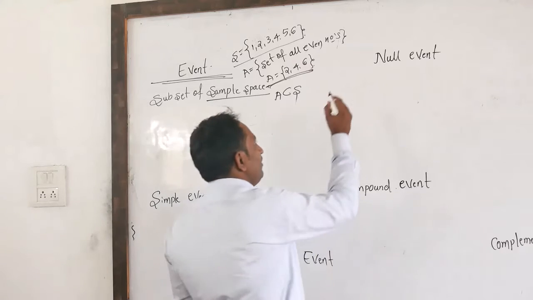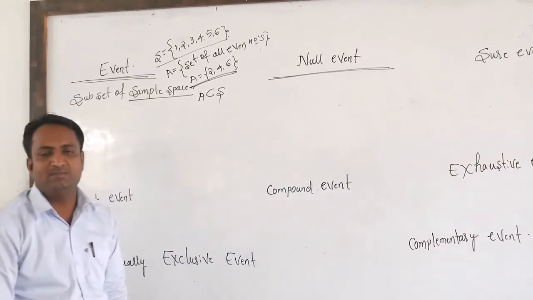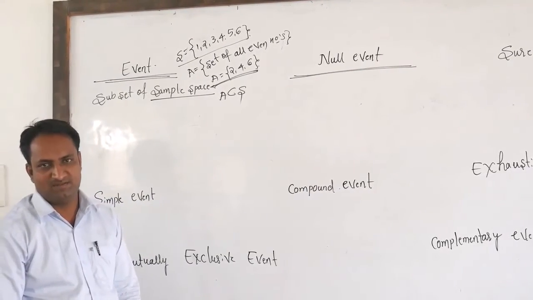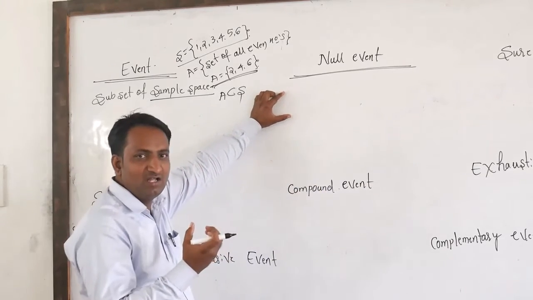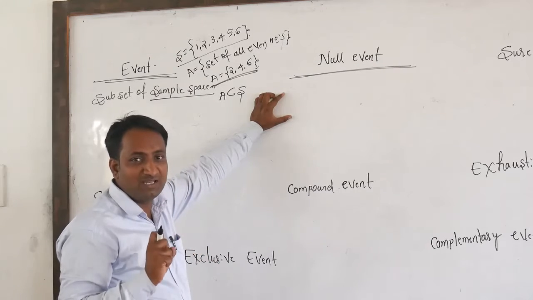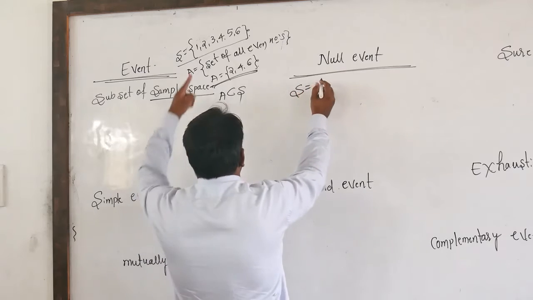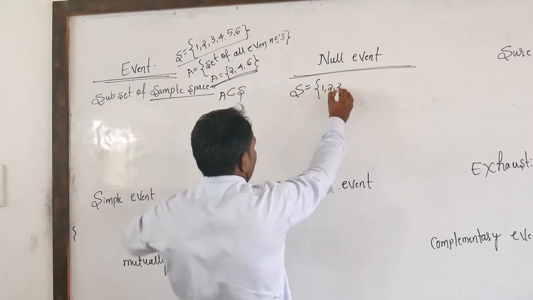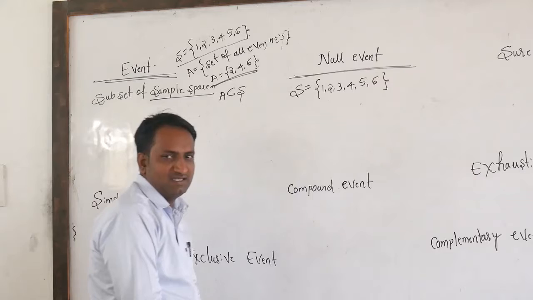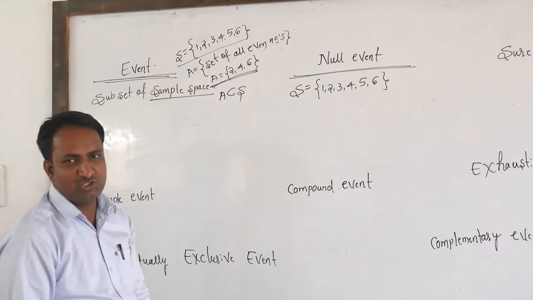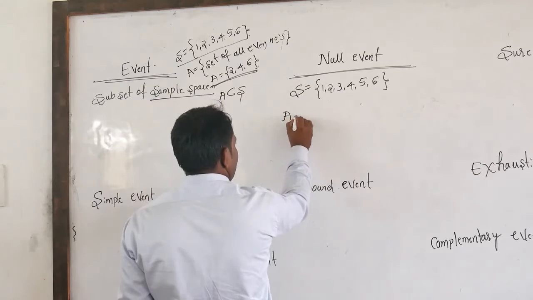Now the null event. Here there are no elements of the sample space occurring. No outcome will come from the sample space. Consider the sample space 1, 2, 3, 4, 5 and 6 of a die rolled one time. Here consider an event A.